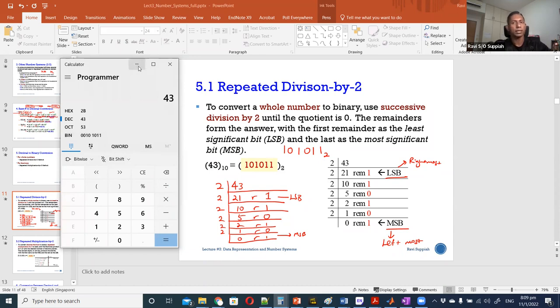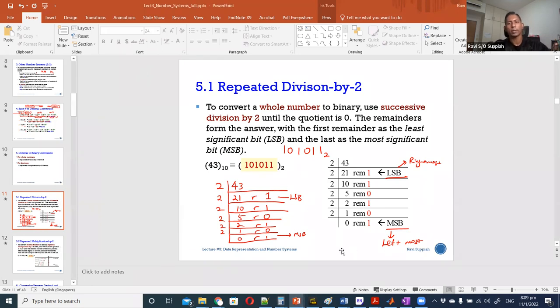The only drawback is most calculators only deal with this conversion for whole numbers. If we have fractional decimal points, you still need to do it manually. There may be some calculators that still do it, but the default ones that you get most likely will not handle it.